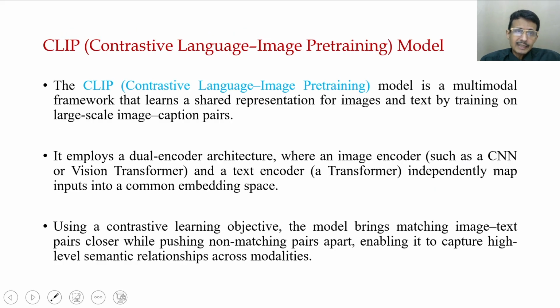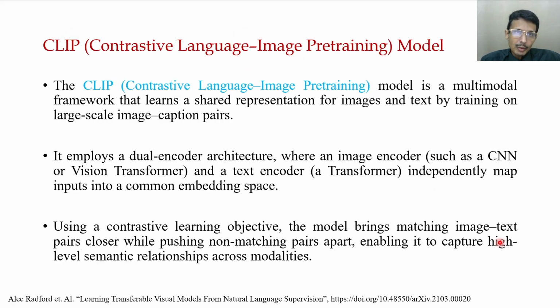Okay, so let's see what CLIP is, one of the most popular contrastive models. CLIP stands for Contrastive Language-Image Pre-training. This model is a multimodal framework that learns a shared representation of images and text by training on large-scale image-caption pairs. Now, how does it work? It employs a dual encoder architecture. One encoder for images, such as a CNN or a vision transformer, and another encoder for text, for example a transformer, that independently map the inputs into a common embedding space. So that is very important.